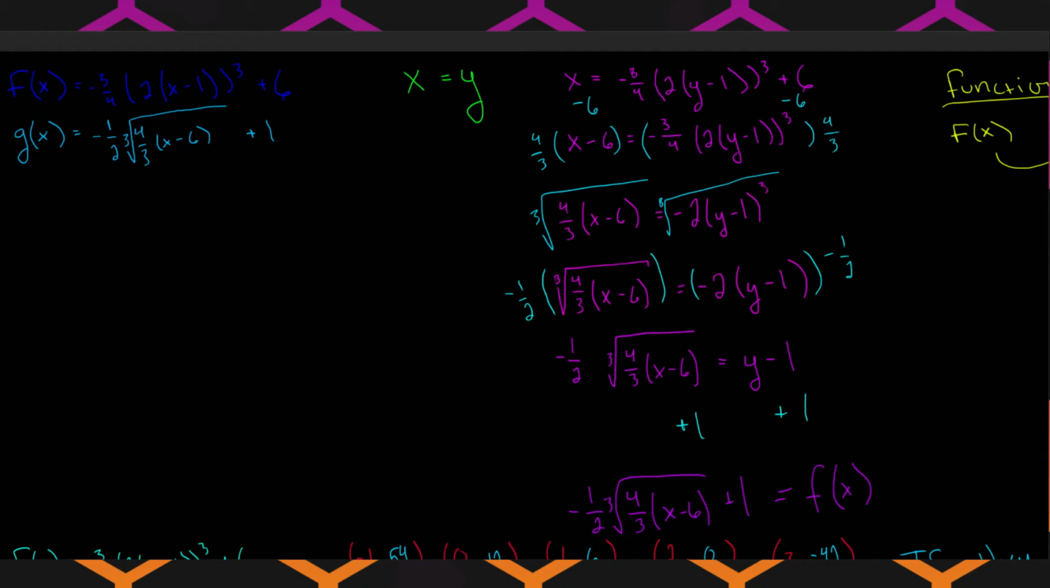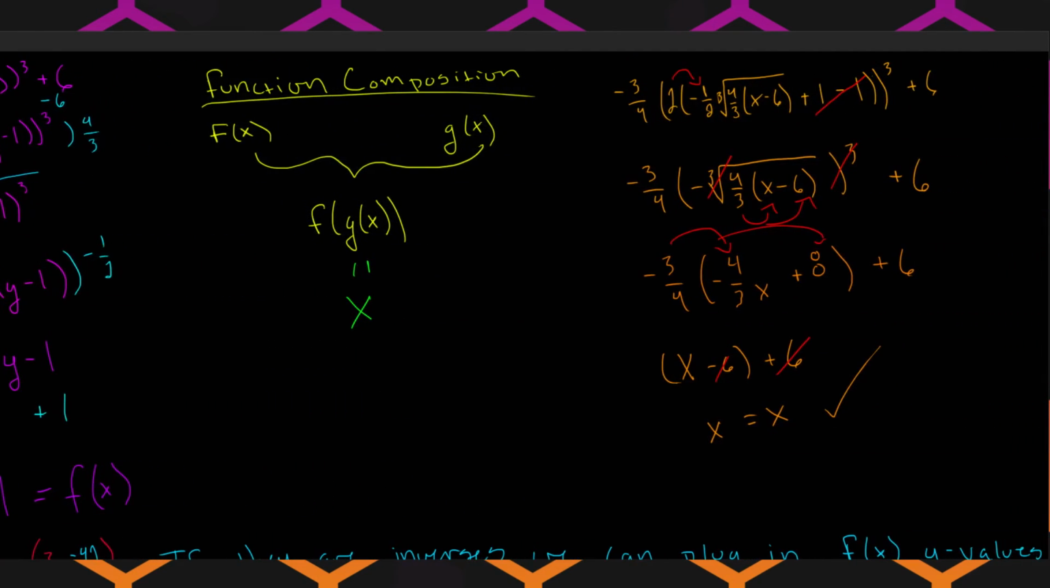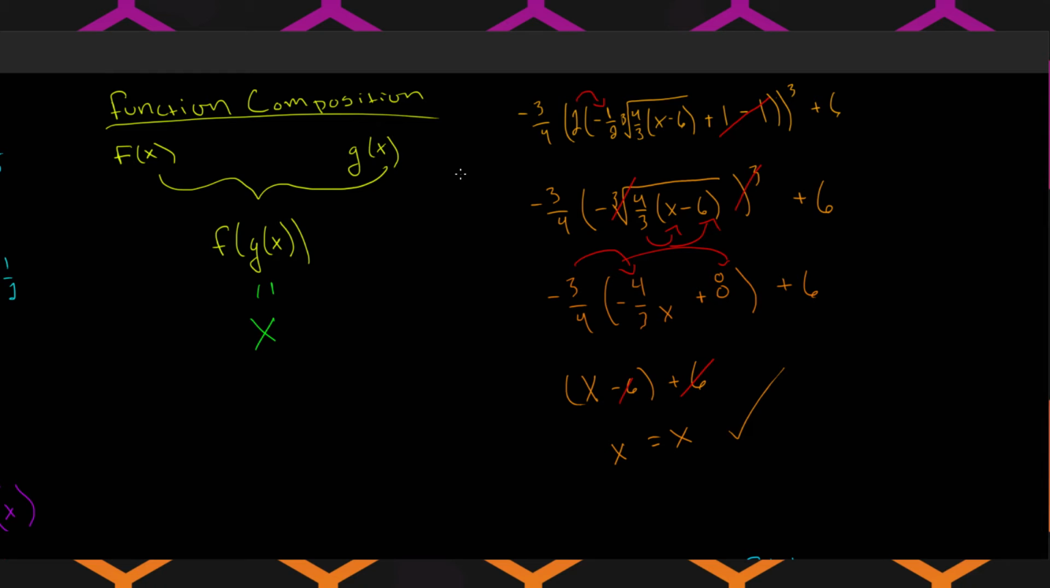Another way to do this is function composition, my personal favorite, where you take f of x and g of x and you make f of g of x, which in the end should equal x. So what we do is we take the original f of x equation, negative 3/4 times 2 times, now we replace x with g of x, getting this, negative 1/2 times the cube root of 4/3 times x minus 6 plus 1 minus 1 to the power of 3 plus 6.